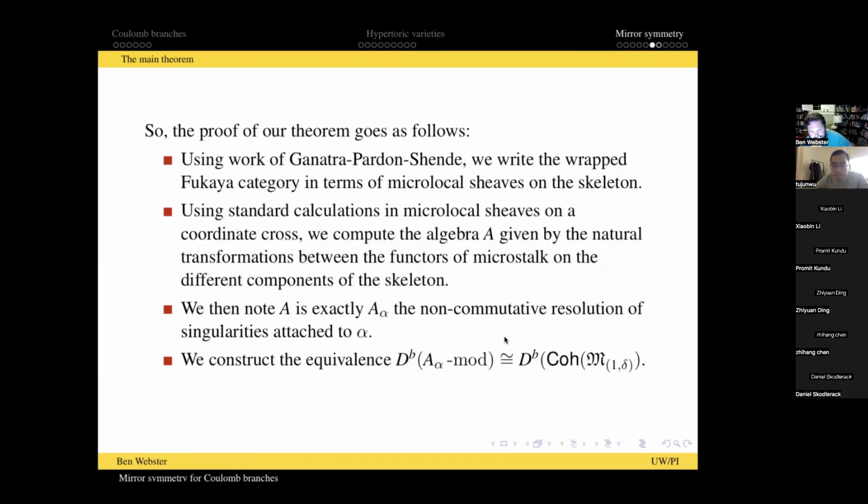May I ask a question? Sure. Probably this question doesn't make sense, but in the framework of 2D mirror symmetry, does the quantization of the Coulomb branch appear at all?